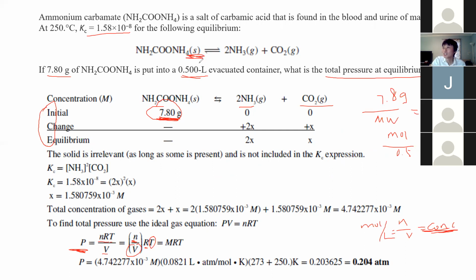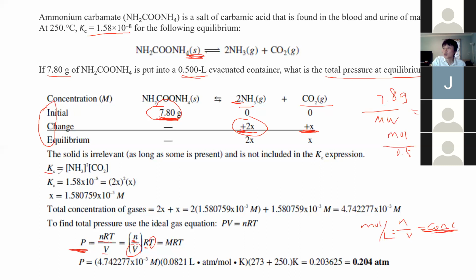If it's a gas or aqueous phase, you have to convert the units into concentration if it is not given in concentration. But if it's a solid or liquid, because it's not involved in the expression for K, you don't have to do the conversion. So for the change, we have no product at the beginning. We increase 2x for ammonia, because the coefficient is 2, so you have a plus 2x. And for carbon dioxide, it's plus x.